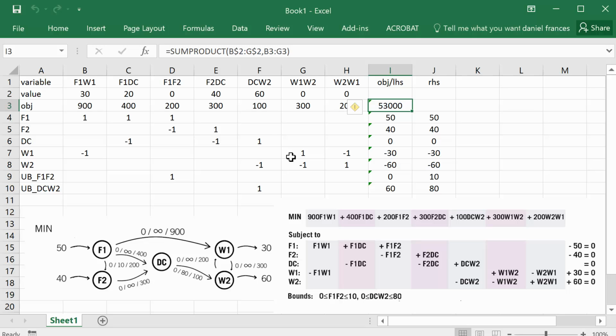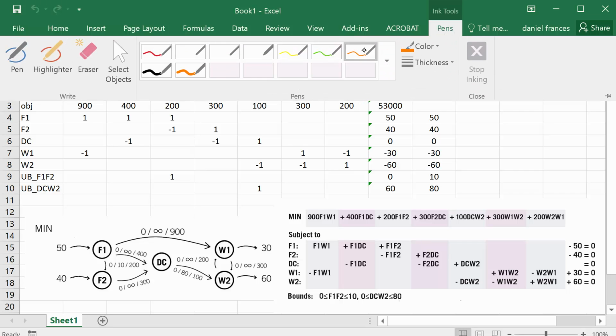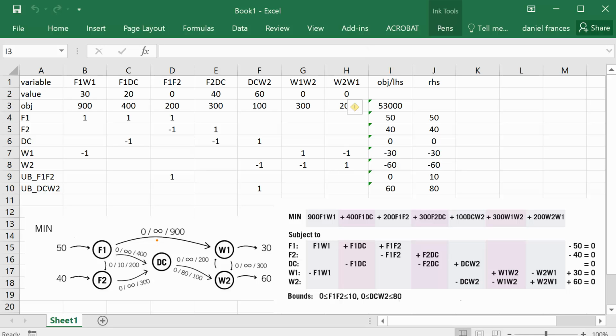And we get a solution. So let's pause a moment and let's draw that solution onto our diagram. F1W1 is going to be 30. And F1DC is going to be 20. And F1, F2, 0. F2DC is 40. DCW2 is 60. And that satisfies the 60 demand, and that satisfies the 30 demand.